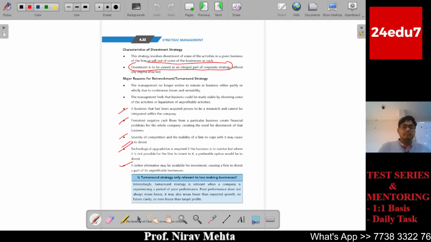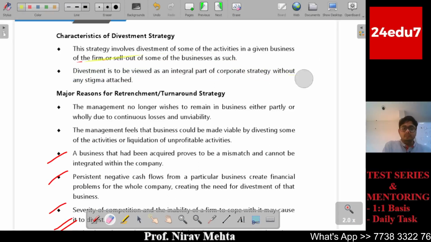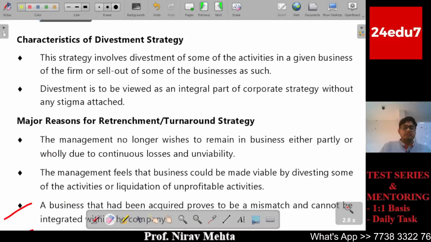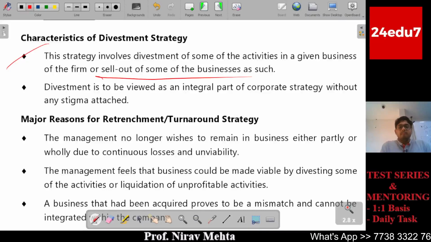Correct. Now see page number 4.22. Listen here. Characteristics of divestment. First, sell out some portion of the business, some activities. So we have written: sell part of the business. Divestment is viewed as an integral part of corporate strategy. Full stop here, this line you can cut. Integral means main, even it is a main strategy at the top level. Correct. This question is already done.